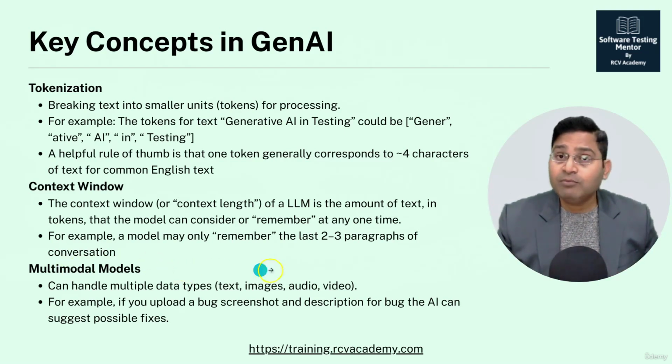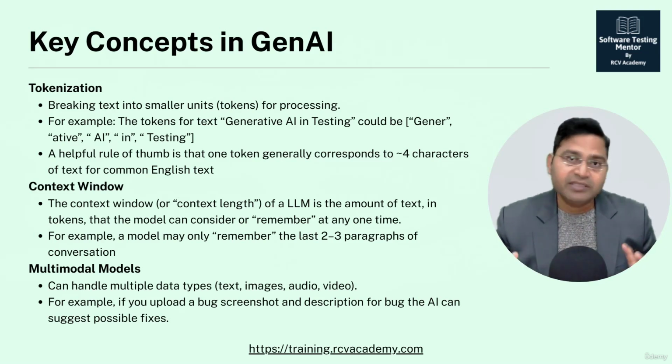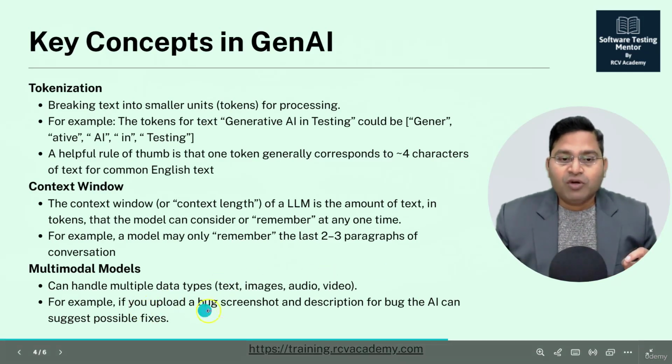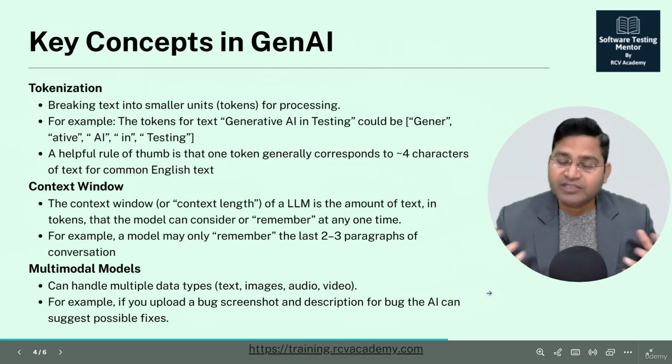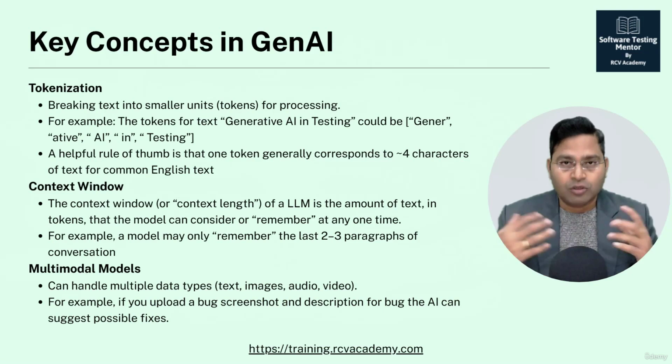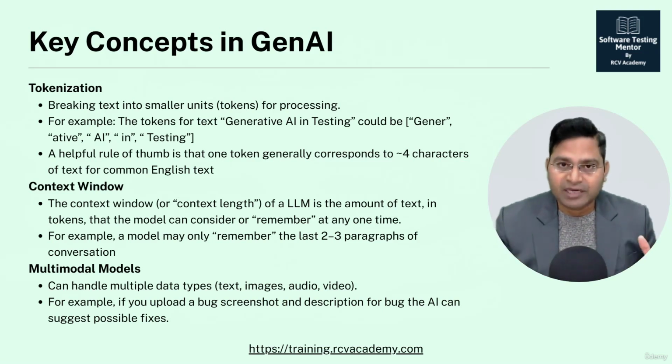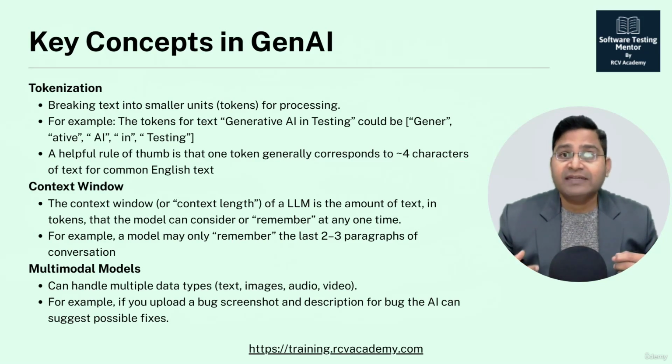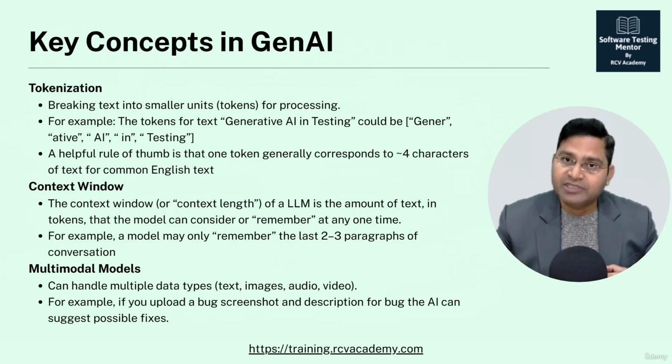Now, a multimodal model is a model which can handle not only text but also image generation, video generation, and audio generation. A model which can generate multiple media types or data types is a multimodal model. For example, if you upload a bug screenshot and a description of the bug, the AI can suggest possible fixes. Most of the models you see, for example at copilot.microsoft.com or Google's Gemini, are multimodal models. They are able to generate not only text but also images and videos as well.